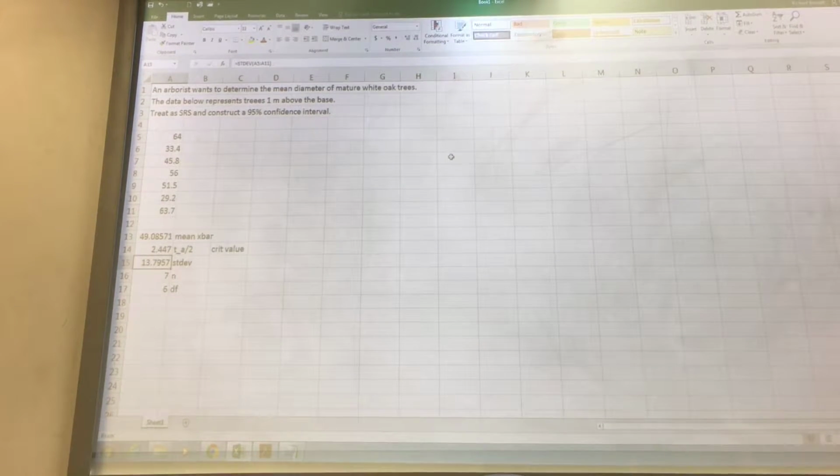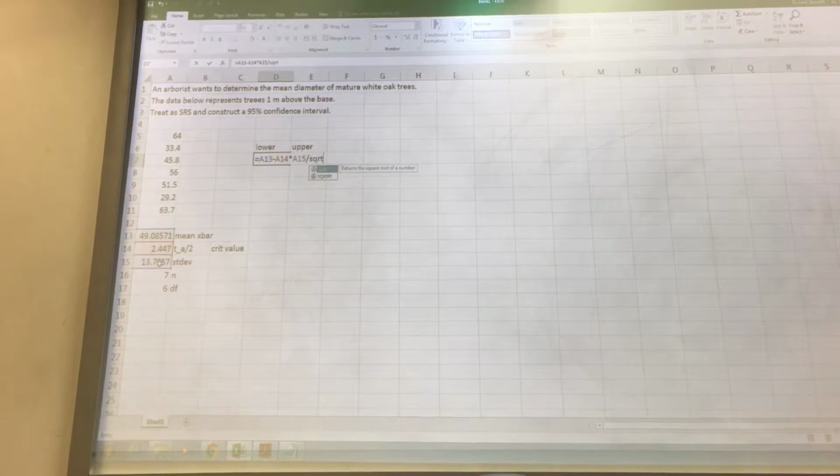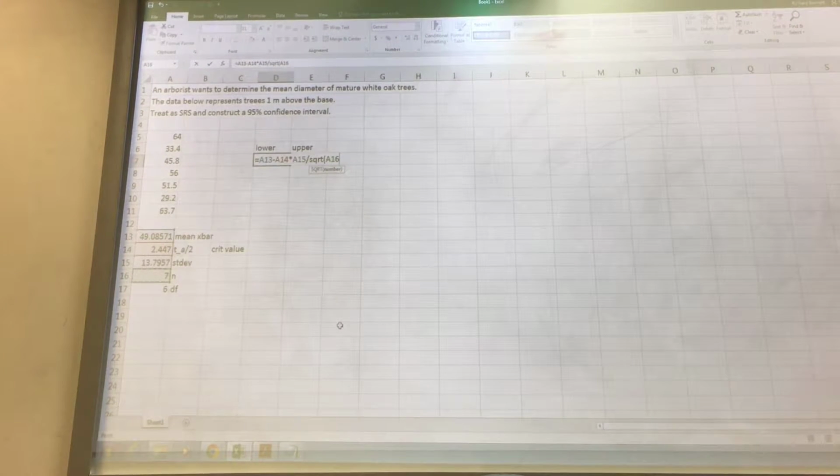2.447. Okay? So now I'm going to do a lower and an upper. In this case, I'm going to take my mean, subtract the critical value, multiply that times the standard deviation, and divide by the square root of my sample size. Okay? That make sense?